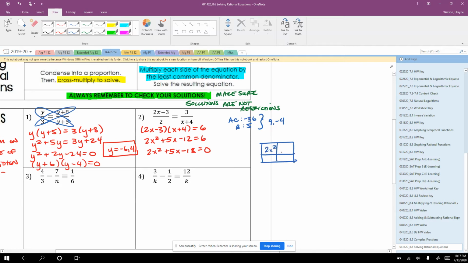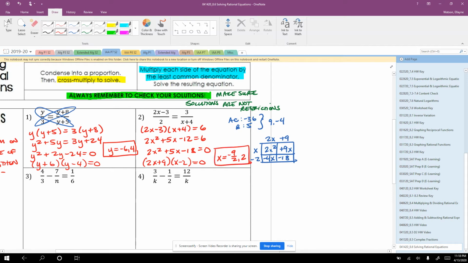First term stays the same. Last term stays the same. Middle term of 5x gets split into the two numbers I found, 9x, negative 4x. Take the GCF of each column, take the GCF of each row. You're going to get x minus 2 down this side, and you're going to get 2x plus 9 up top. So this factors to 2x plus 9 times x minus 2. Solve each of those, zero product property again, set those each equal to 0. You're going to get x is equal to negative 9 halves and 2, and those both work.